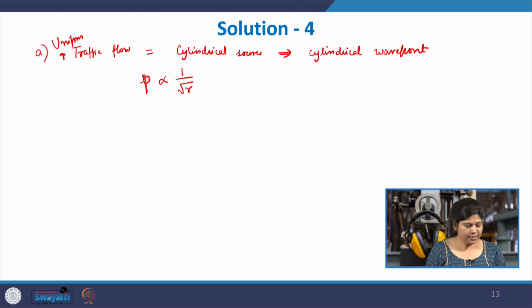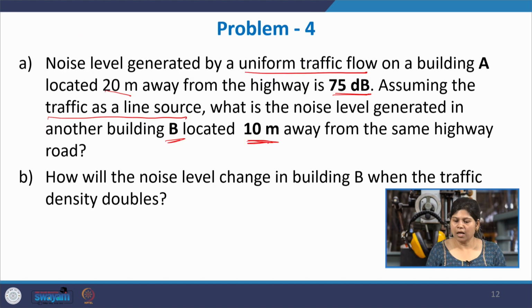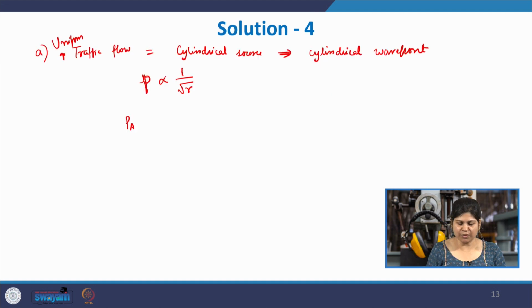okay. And it is given that the P at point A, okay. And where is point A located? It is 20 meters from the source, and point B is located 10 meters from the source. So, the P at point A by the P at point B should be in the inverse ratio of the distance. B is at 10, A is at 20. So, again the pressure at the location B would become twice of the pressure at the location A.